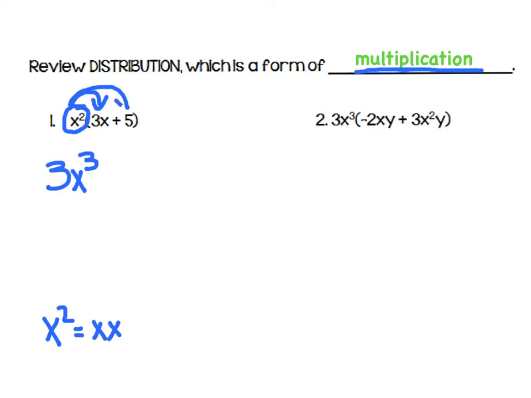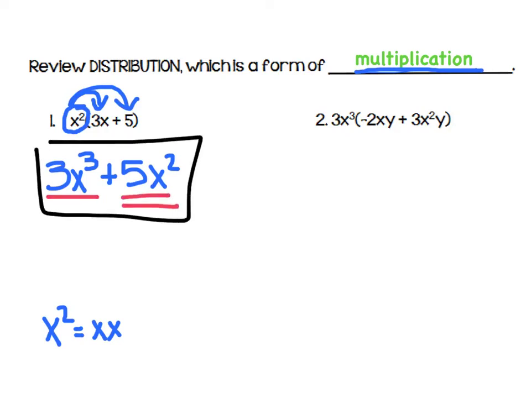Now, x squared times 5, or 1x squared times 5. Well, 1 times 5 is positive 5, and there's only the x squared left over. These terms are not alike, and you can't combine them, so therefore that is the answer.